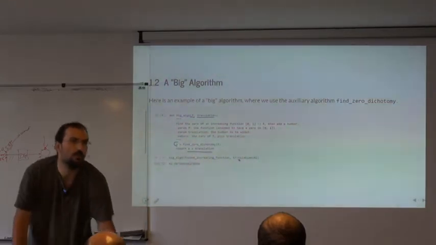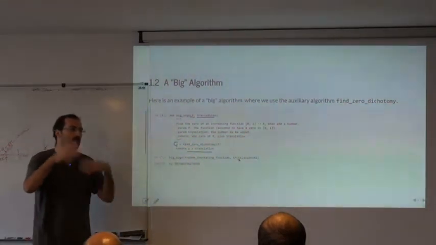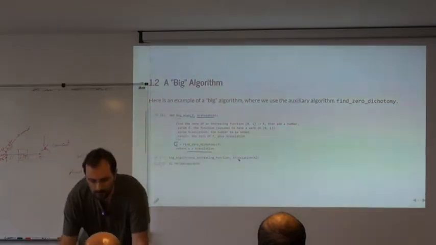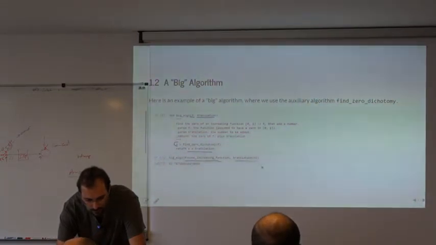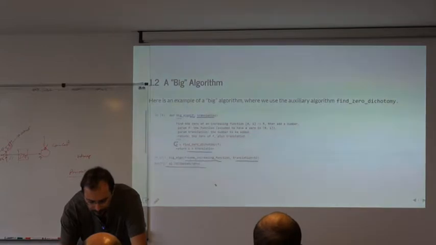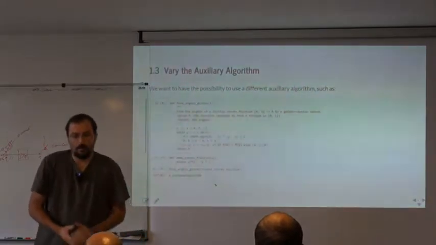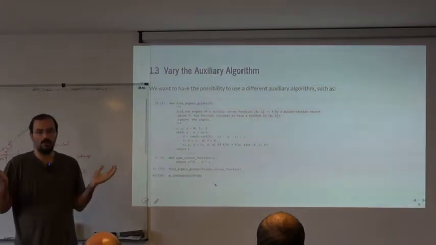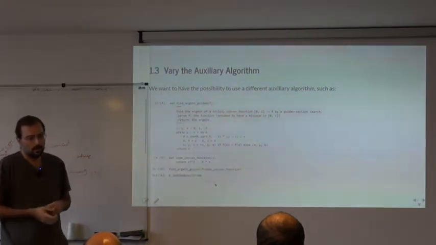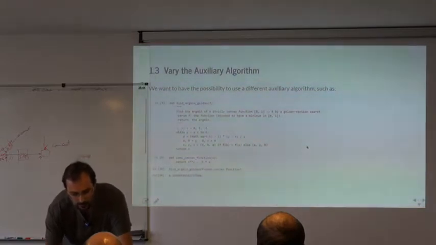Of course, in a real example, it will be costly calculation and more complicated stuff. But essentially, you have a big algorithm that relies on a small algorithm. And here is just an example of application of this big algorithm. Of course, it will be interesting to be able to vary the sub-algorithm when we use the big algorithm.